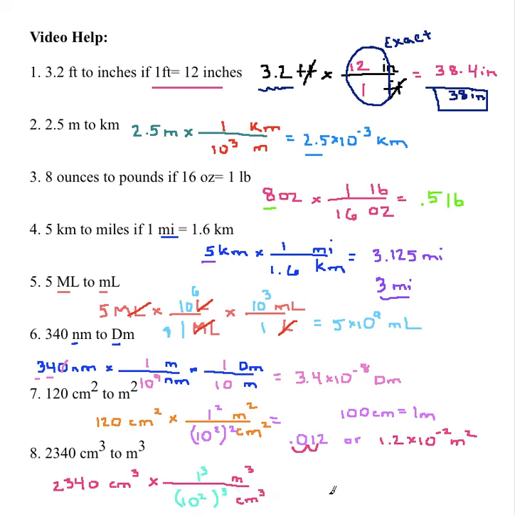So I'm going to take 2,340 divided by 10 to the 6th, and I get 0.00234. My units are meters cubed. If you notice, this has 3 sig figs, 1, 2, 3. This has 3 sig figs, 1, 2, 3, so don't add anything else. Or you could write it as 2.34 times 10 to the negative third meters cubed. And that's it.